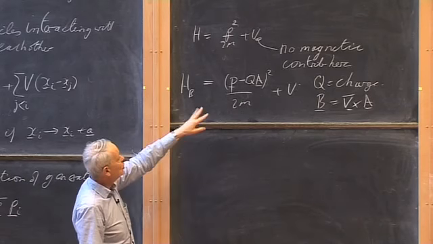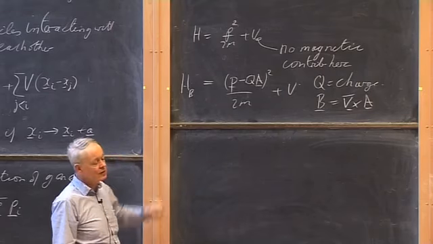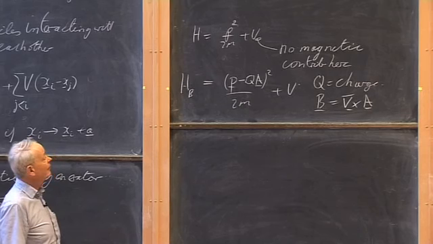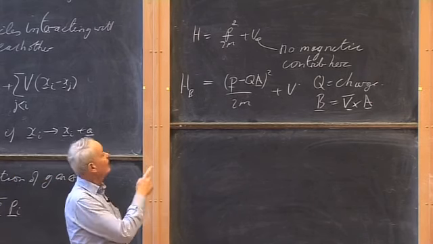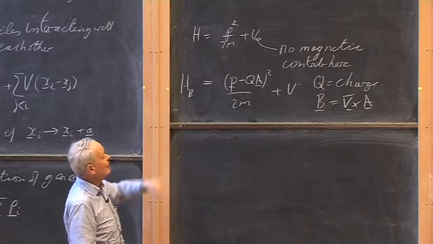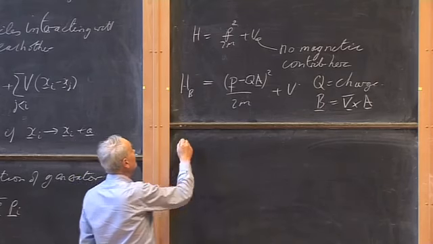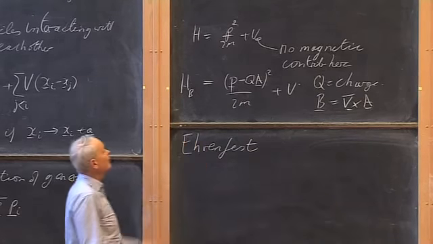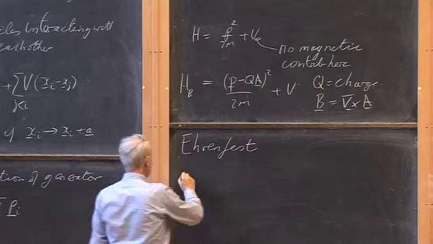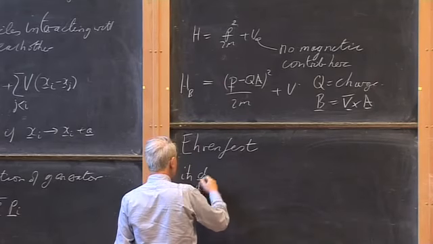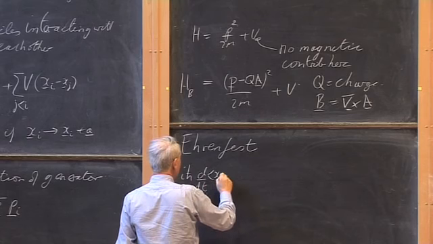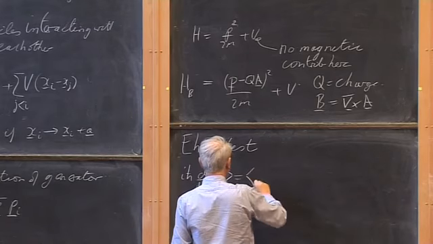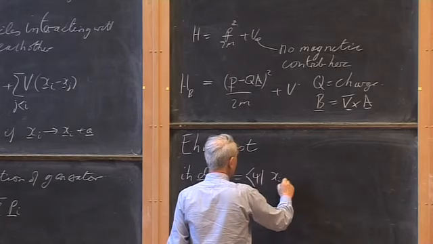But what I should do with this is use Ehrenfest's theorem to convince you this gives us the classical equations of motion in a magnetic field. And ultimately, only experiment can tell you whether this is right or wrong. So let's use Ehrenfest to recover classical physics out of this. So what we have is i hbar d/dt of the expectation value of x_i. That's equal to the expectation value of the commutator [x_i, H].